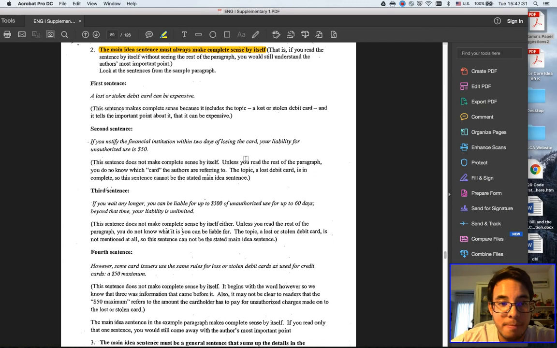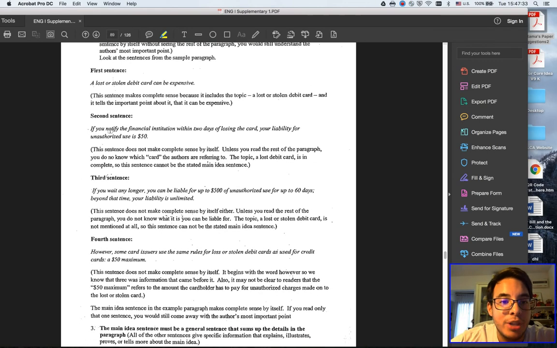It's stating a point. The second sentence: if you notify the financial institution within 2 days of losing the card, your liability for unauthorized use is $50. This sentence by itself doesn't make sense because we don't know what we're talking about, right? Now, if we connect it to the first sentence, we do. So this sentence does not make sense by itself.